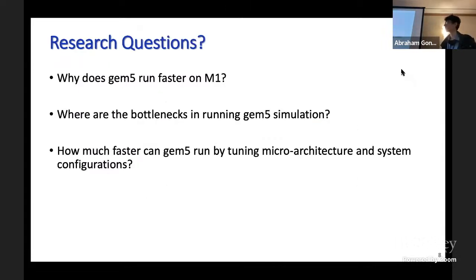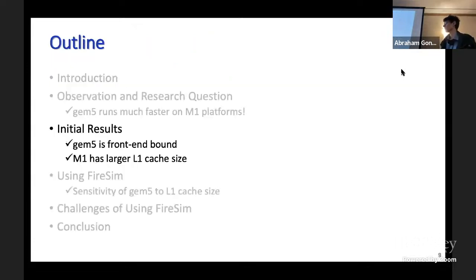So our questions were, why does Gem 5 run faster on the M1 chip? Where are the bottlenecks in running a Gem 5 simulation? And how much faster can you make Gem 5 run just by changing microarchitectural parameters and system configurations? So I want to discuss the methodology we used to collect our results and then what some of our initial results were.